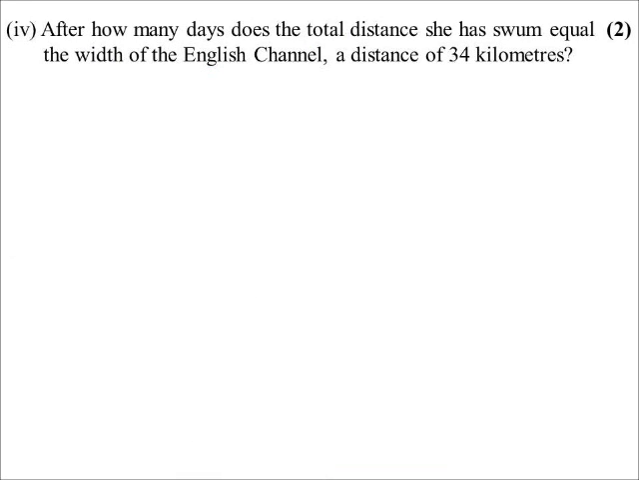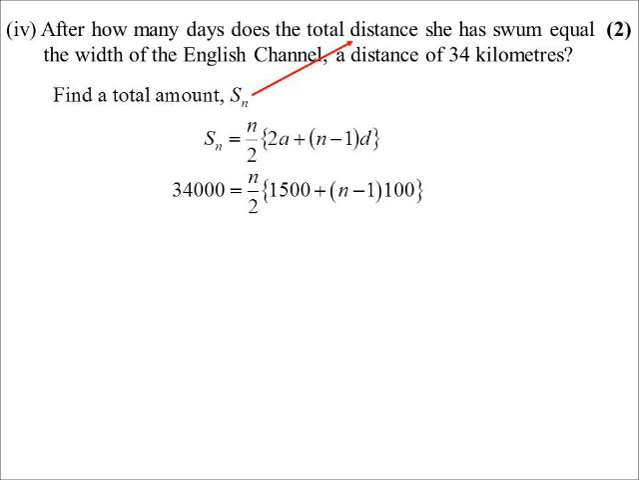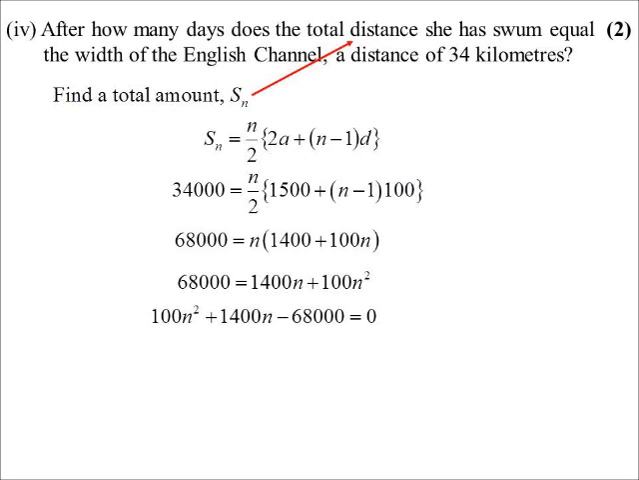Here's the interesting question, because of course we'd want to know this. After how many days does the total distance she has swum equal the width of the English Channel? Which is, by the way, 34 kilometres. So, we want to know when the sum to n is 34 kilometres. So n on 2, 2a plus n minus 1 d, but we want it in metres, so 34,000 metres. And we end up with a little quadratic to solve here, eventually.